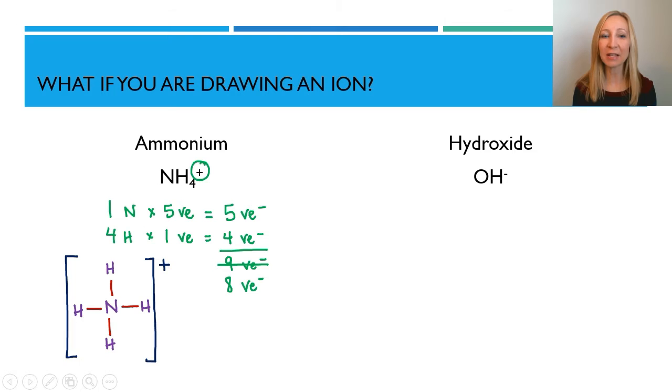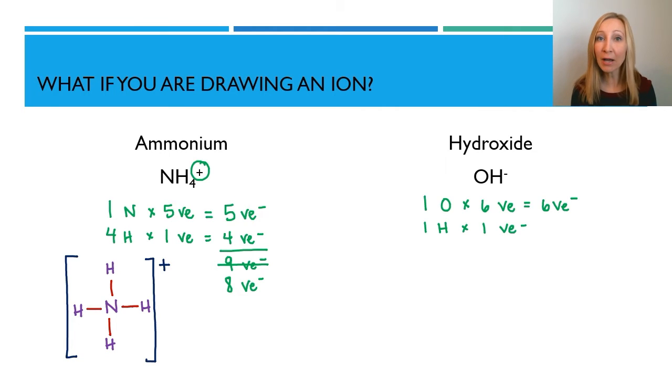When we draw hydroxide, we start out with the number of valence electrons contributed by the oxygen, which is 6, and we have 1 hydrogen in this polyatomic ion. This hydrogen will bring 1 valence electron, giving us a total of 7 valence electrons. But dealing with the charge, in order for something to have a negative charge, it has to have gained an electron. So we're going to represent 8 valence electrons and not 7 like originally calculated.